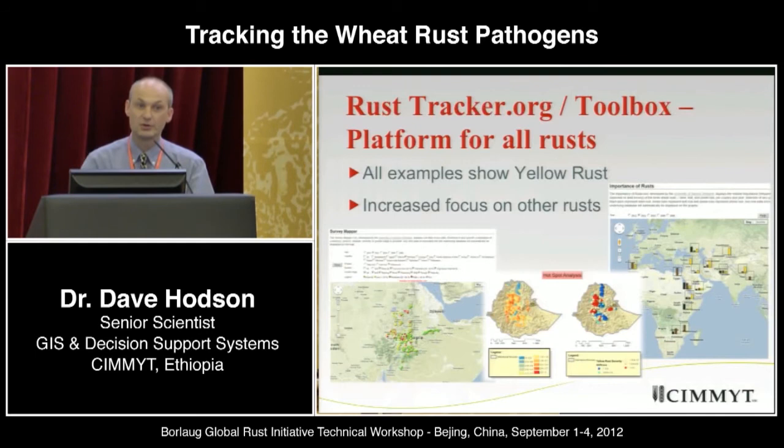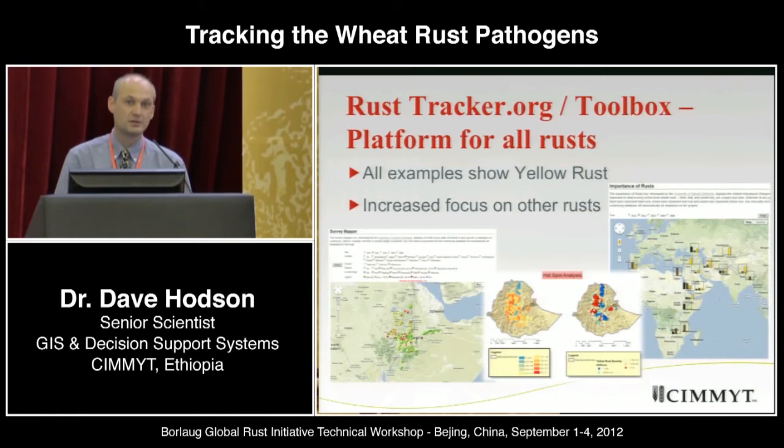The one in the middle, this something we just started doing, is using the rich database we've got from surveillance, multiple years over time, applying geostatistical tools to those to come up with statistically significant hotspots for disease severity. So the example here is yellow Rust in Ethiopia, and we'll be expanding this type of work. But the idea here is that can we help guide decisions about priority areas for promoting resistant cultivars, promoting control activities.